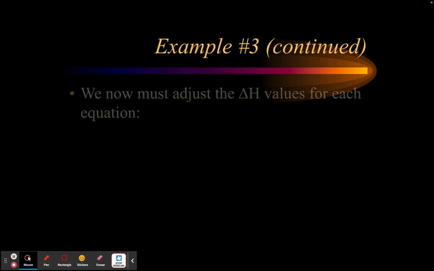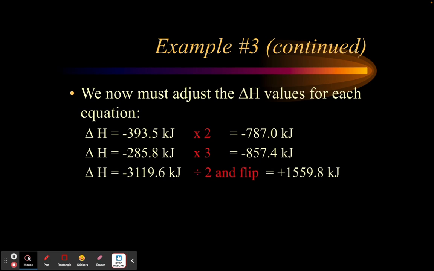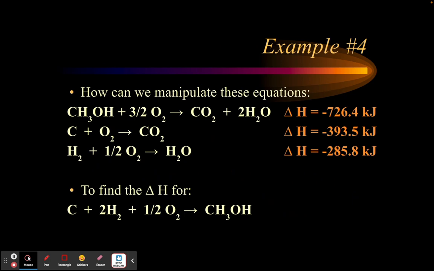Now we have to add up all of the delta H's. So for the first equation, we multiplied it by 2. For the second equation, we multiplied it by 3. And for the third equation, we divided it by 2 and we flipped, which means we have to change the sign. So notice that it was a negative 3,000 some. Now we're going to divide it by 2, so it'll be negative 1,500. But then because we flipped it, it becomes a positive 1,500 some. So now we add them all up and we find out that that target equation has a delta H of negative 84.6 kilojoules. Pretty cool.